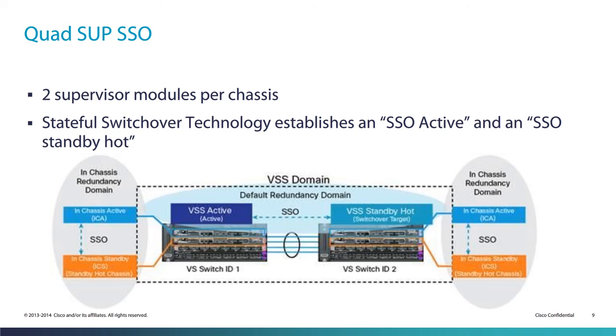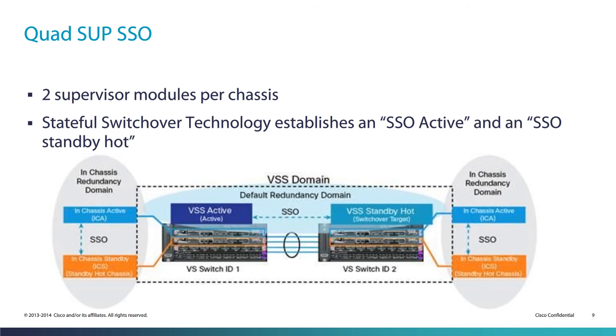Within each local chassis, the 2 supervisor modules use stateful switchover technology to establish an SSO active and SSO standby hot control plane redundancy relationship. In the unlikely event that the active supervisor should fail, the standby hot supervisor will immediately transition to the active role. This transition occurs in a sub-second manner from the data plane forwarding perspective. In fact, the local chassis remains operational, keeping all links active. In this case, we can describe the redundancy relationship as 1-to-1 within the VSS chassis, followed by a 1+1 across the VSS chassis.